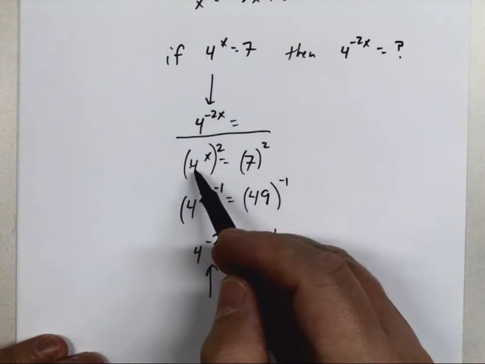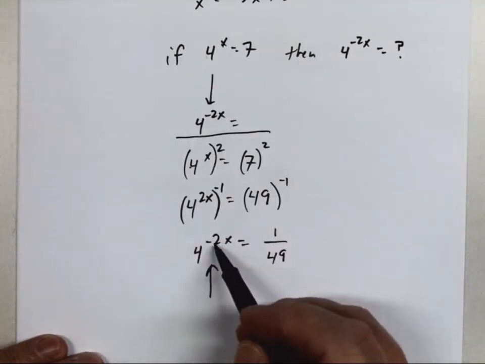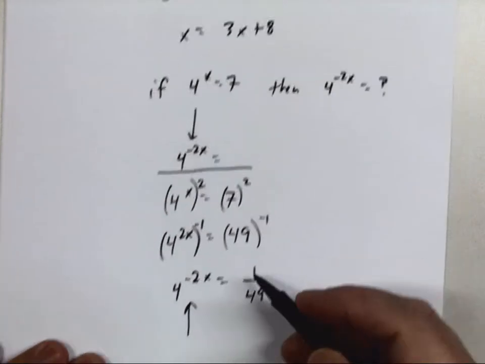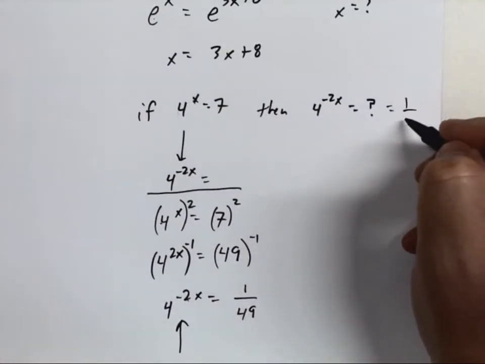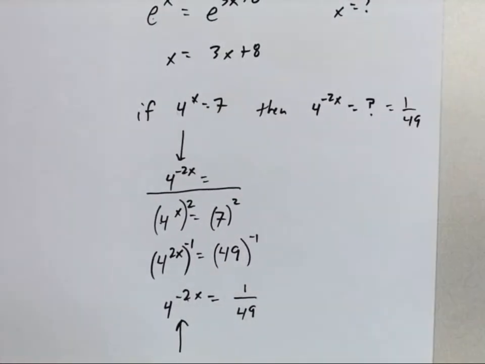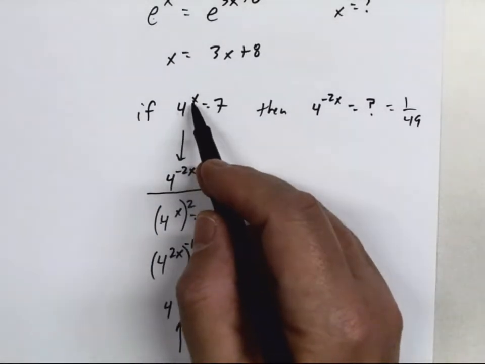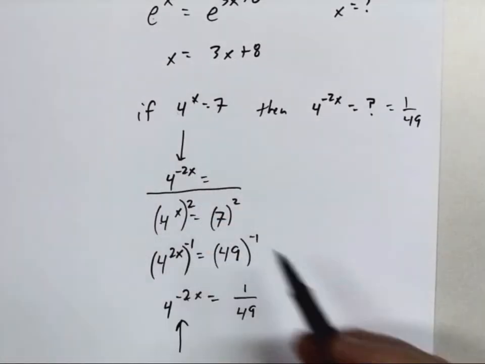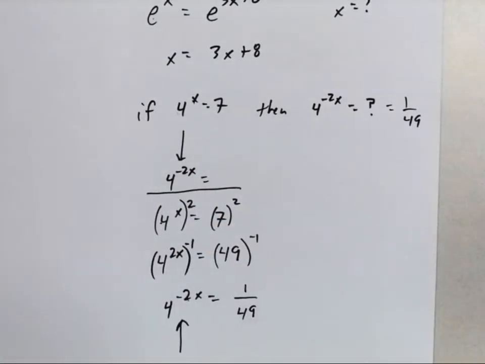I've converted 4 to the x into 4 to the negative 2x, which is what I want. And what does it equal? 1 over 49. So that's how you do that problem. You take what you're originally given, you do what you have to do to make it equal what you want, but you have to do the same thing to both sides, and then you see what happens to the other side.